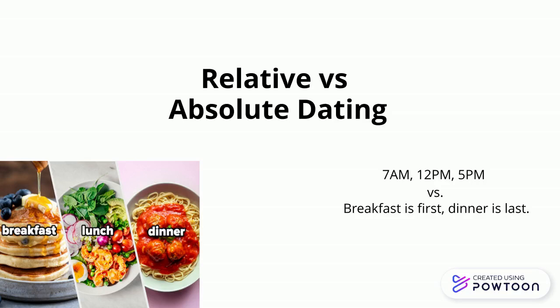So to understand this a bit better, I have an example set up here with breakfast, lunch, and dinner. So with relative dating, we know that breakfast comes first, dinner is last, and lunch is somewhere in the middle. But with absolute dating, we can figure out that breakfast is exactly at 7 a.m., lunch at 12 p.m., and dinner at 5 p.m. in this example. And so that's just the basic principle of those two methods.